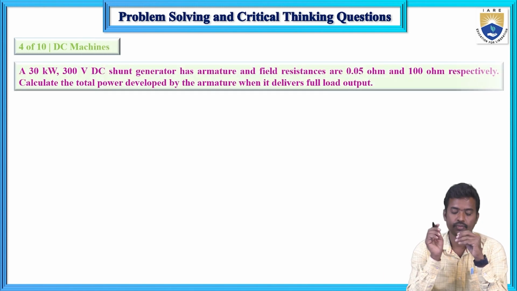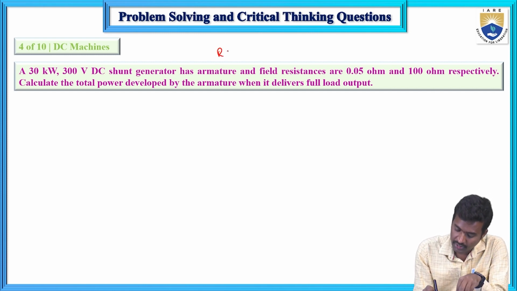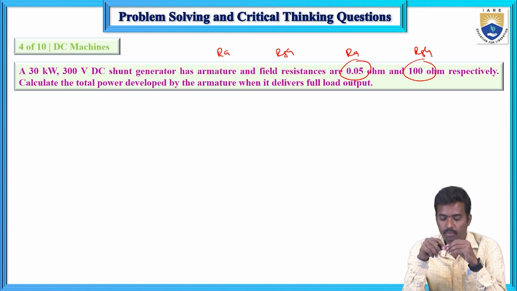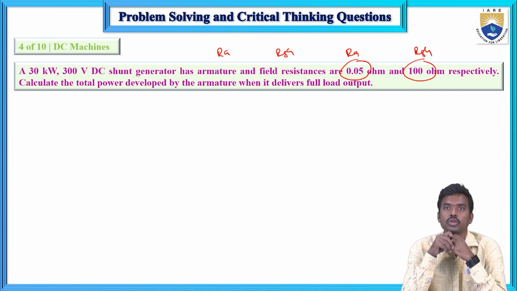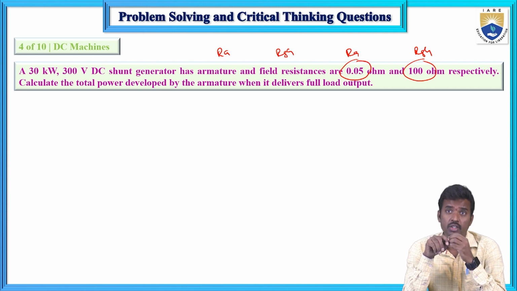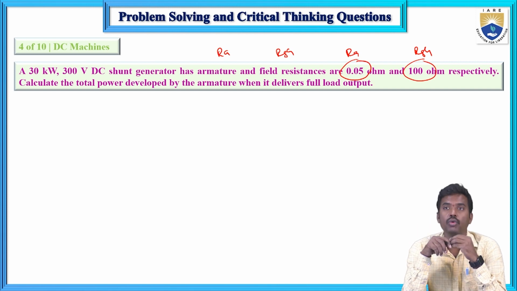Next, fourth problem: a 30 kilowatts 300 volts DC shunt generator has an armature and field resistance. So this is RA and this is RSH. Calculate the power developed by armature when it delivers full load output. Power developed means the armature current and induced EMF multiplication, the power developed by armature when it delivers full load output.